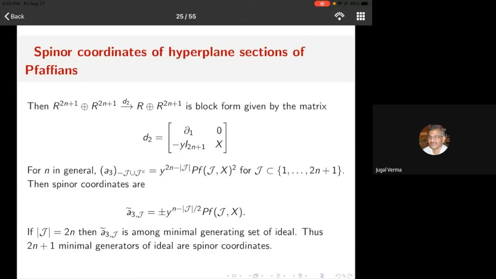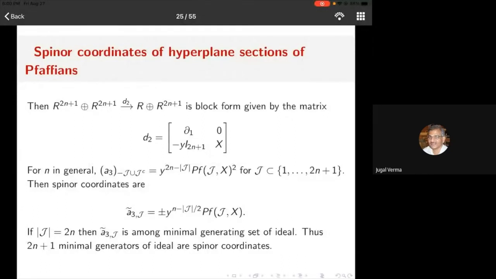In the case of a hyperplane section of Pfaffians, except one, all the generators are among the Spinor coordinates. In the case of a complete intersection, all the minimal generators were among the Spinor coordinates. Here, except one, all the generators are among the Spinor coordinates.